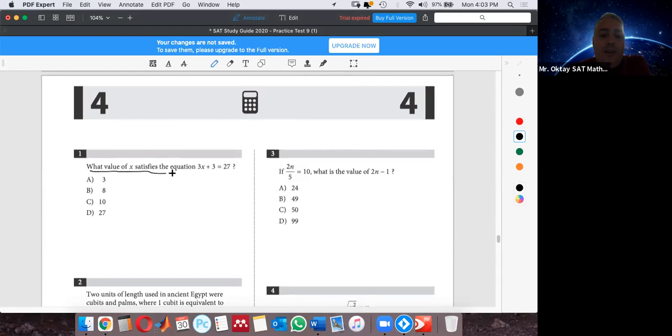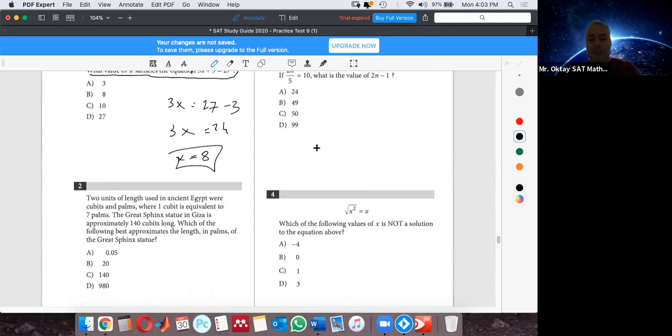What value of x satisfies the given equation? It's a very simple question. 3x equals 27 minus 3, so 3x equals 24, and x equals 8. I think there's no need for a calculator. You may use the calculator, but you can solve the question directly.